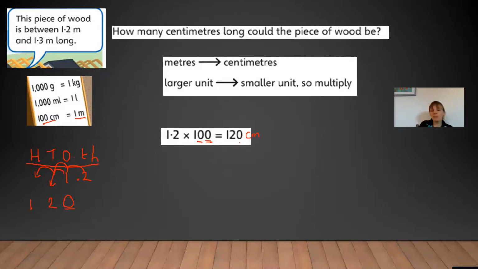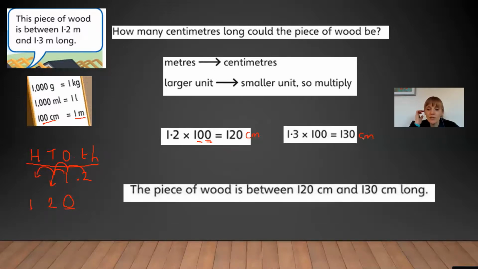So be really careful with that, that if you are looking at your multiplying numbers or dividing numbers and there is a gap, you must make sure you put your 0 in to fill that space. Similarly, when you did 1.3 times 100, you'd have the same thing. We have to pop that 0 into our ones column. So 1.3 times 100 would give us 130 centimeters. So we can say the piece of wood is somewhere between 120 and 130 centimeters long. So it could be 122, 127 centimeters, anywhere between those two values.